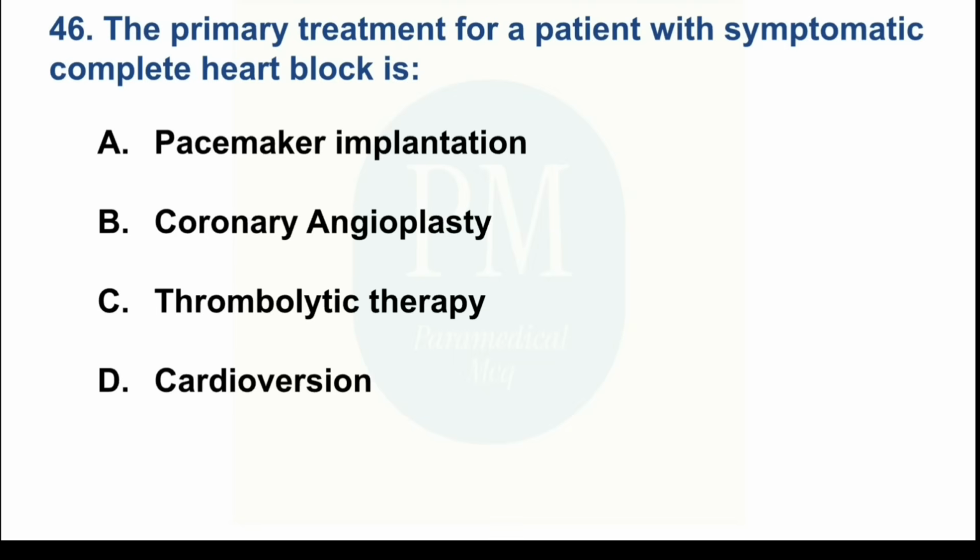The primary treatment for a patient with symptomatic complete heart block is option A pacemaker implantation, option B coronary angioplasty, option C thrombolytic therapy, option D cardioversion. The correct option is option A pacemaker implantation.